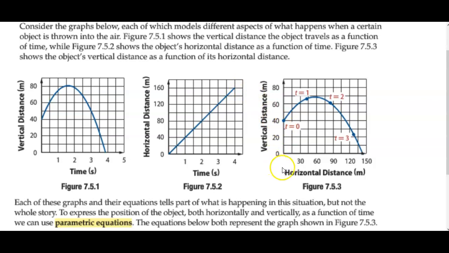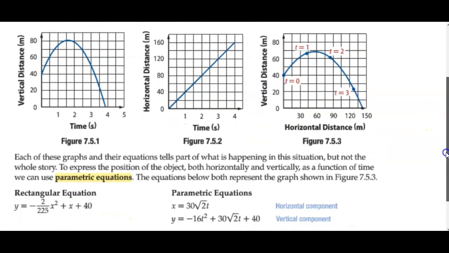If we, though, graph vertical distance and horizontal distance as a function of time, we can see the height and distance from us at each point in time. That's the idea of a parametric equation.